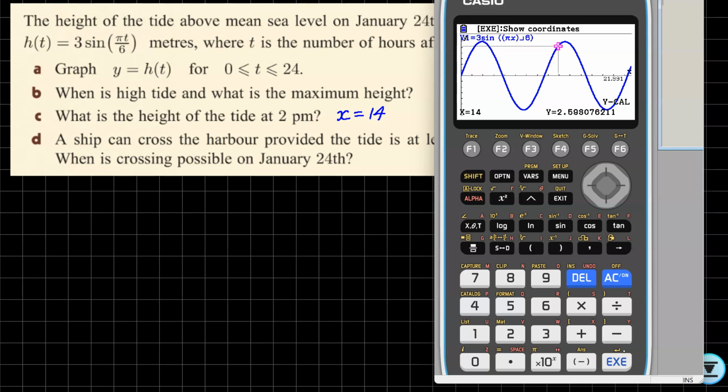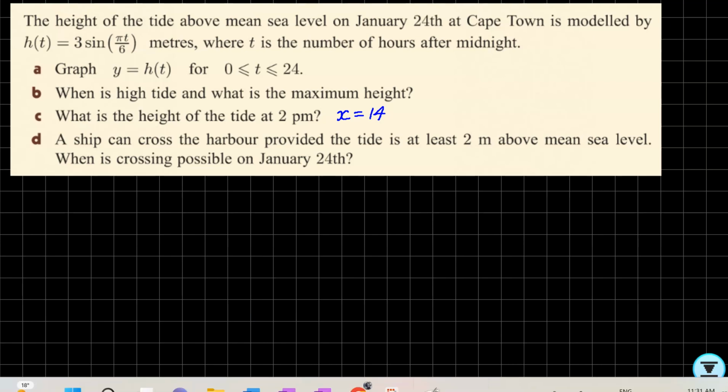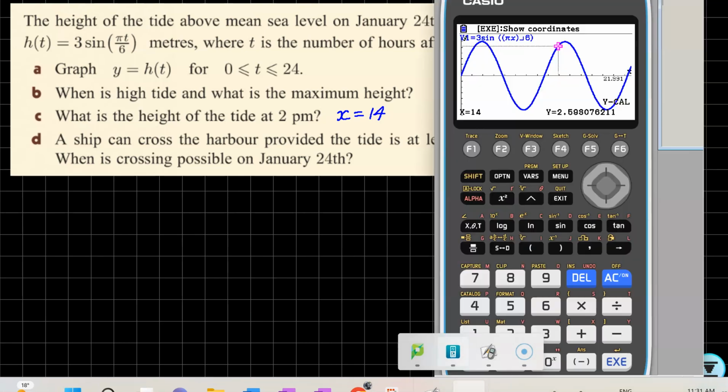So just getting used to using your Y calc and X calc, and I'm assuming that some people who hadn't used their calculators before probably haven't used the X calc and Y calc, but you're getting used to it, and I'll come around and help you in a minute. So a ship can cross the harbour provided the tide is at least 2 meters above the mean sea level. When is crossing possible? Now you've got 2 options for this. I'm going to show you my preferred option.